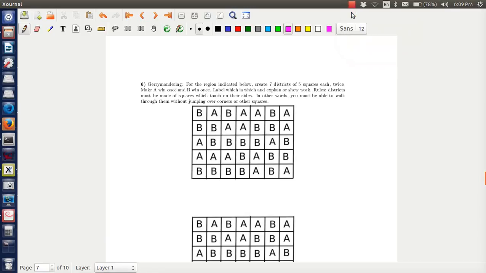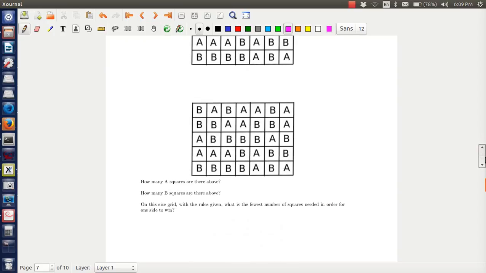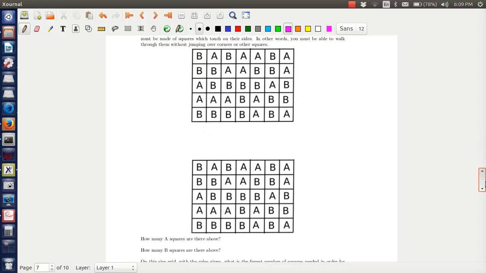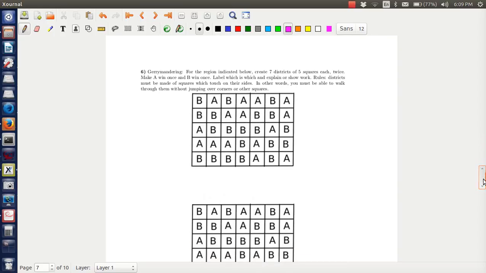Okay, so gerrymandering is, if I give you this question, both of these grids will be identical, and they may be A and B or C and D or any two letters, marked off with two letters, sort of representing voters, or city blocks full of voters that are primarily A or B or some such thing. We want to make A win once and B win once by the process of gerrymandering.